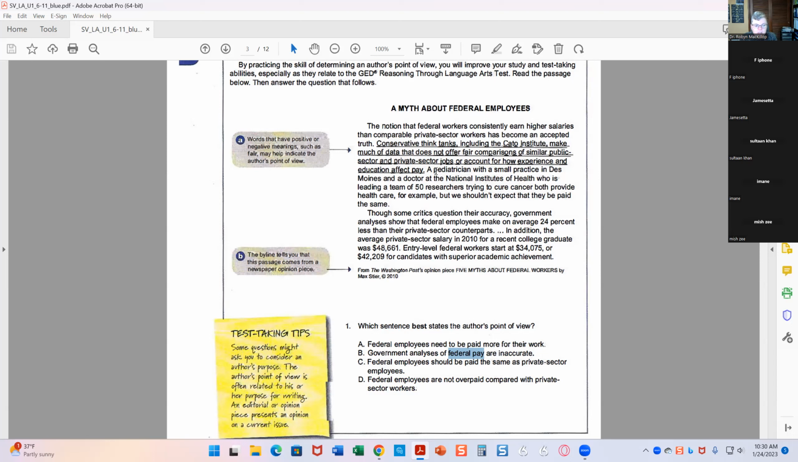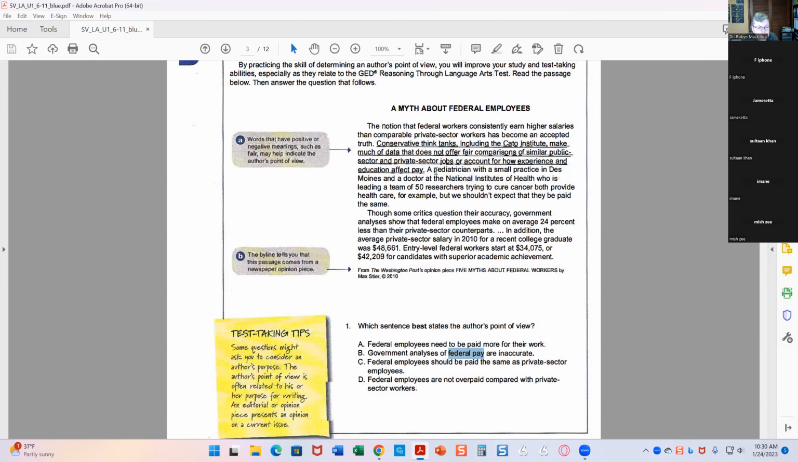The government analysis of federal pay is inaccurate. What he said was the comparison was inaccurate. See what they did? One word, and they threw it off. It's actually not B, because that's looking at just federal, and the analysis was looking at both. So A and B are out after all that.